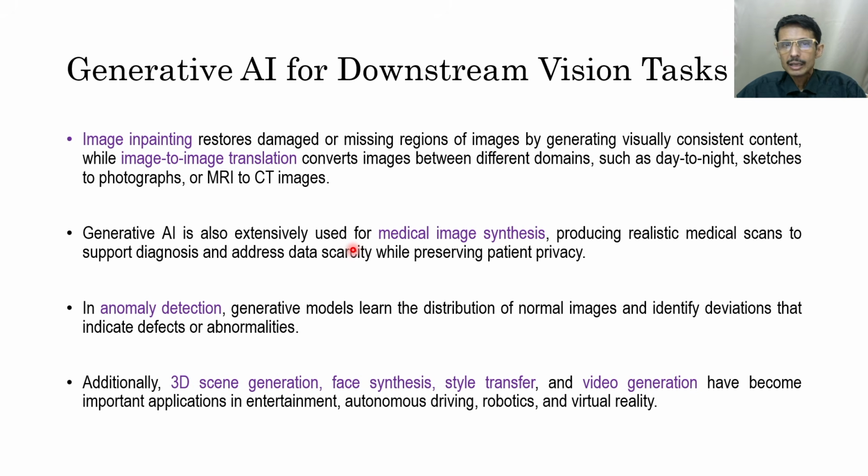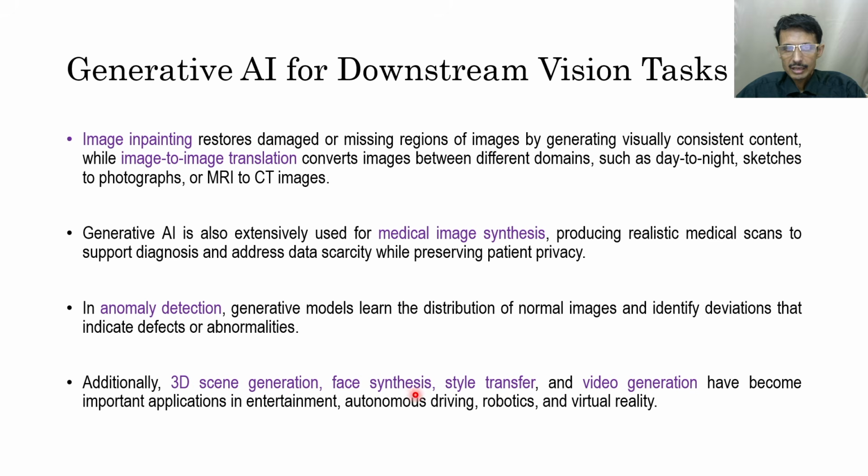Generative AI is also extensively used for medical imaging synthesis, to produce realistic medical scans to support diagnosis and address data scarcity, while preserving patient privacy. In medical imaging, data scarcity frequently occurs, and if we can generate very realistic medical images, it will help a lot. Then in anomaly detection, generative models learn the distribution of normal images and identify variations that indicate defects or abnormalities. So for the different kinds of defects and abnormalities, we can find them synthetically.